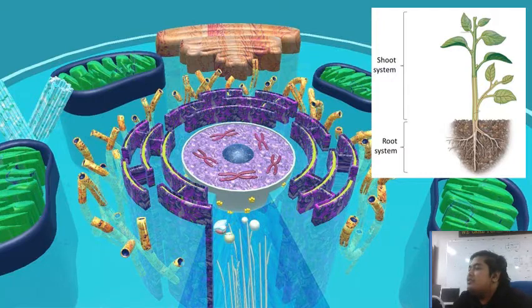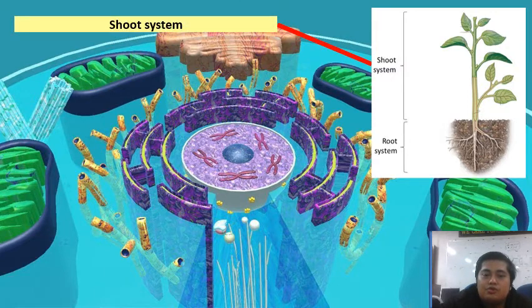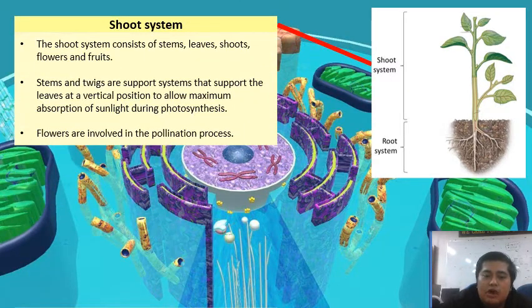So that's all for the human system. So we are going to talk about plant system. So plant system is divided into two, which is the shoot system. So the shoot system consists of the stem, leaf, shoots, flower, and fruits.